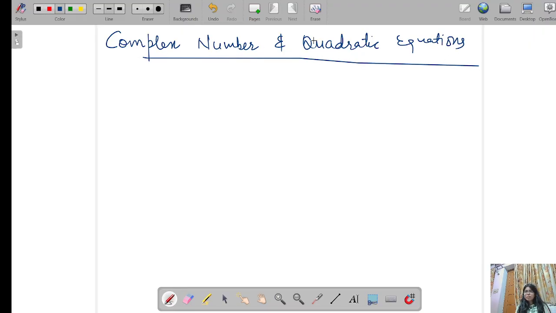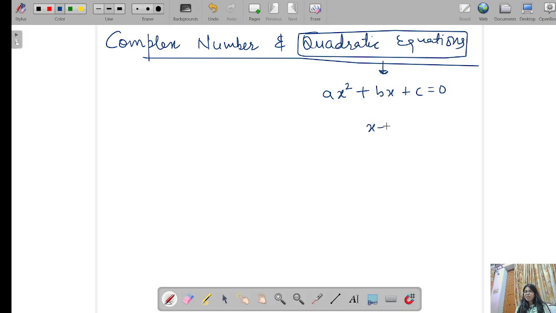Now, firstly we will learn what a quadratic equation means. Suppose I have taken the generalized form of a quadratic equation. In this, I have taken the variable x. X is a variable and the coefficient of x square is a and the coefficient of x is b and c is a constant term.